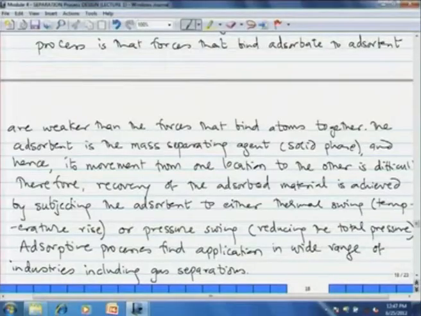Secondly, the adsorbent is the mass separating agent, solid phase, and hence its movement from one location to other is difficult. Therefore, recovery of the adsorbed material is achieved by subjecting the adsorbent to either thermal swing, as I just mentioned, or pressure swing, that is pressure swing adsorption as a bed itself. Okay. So, you cannot separate it, and then transportation is difficult.